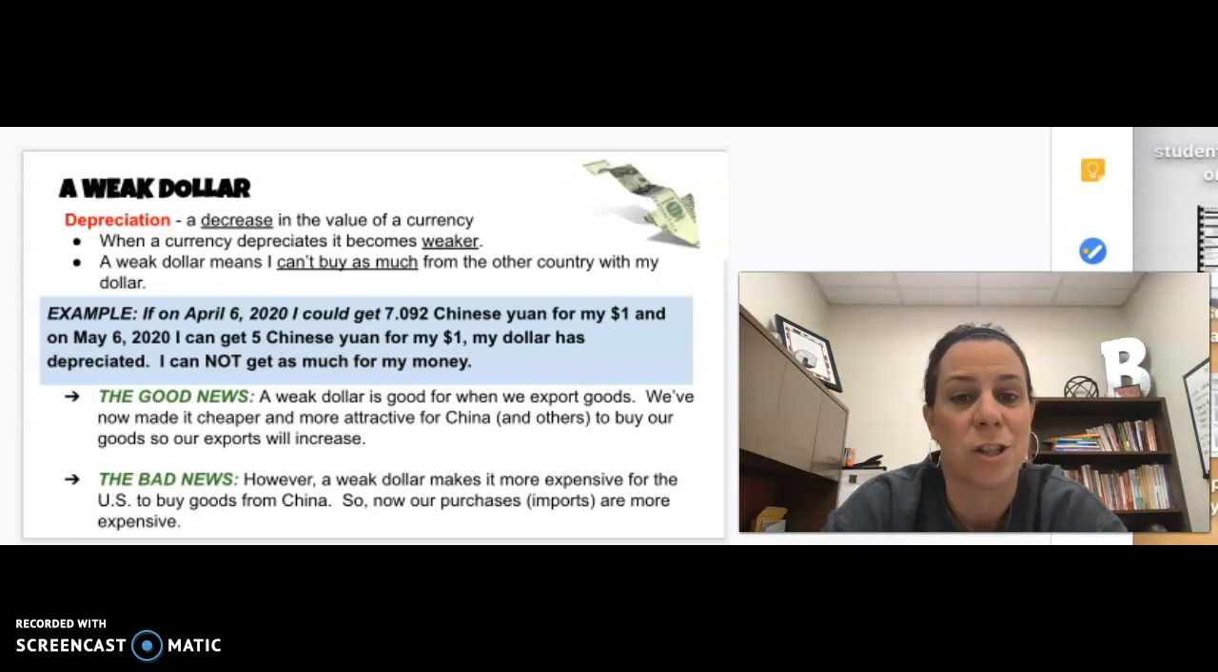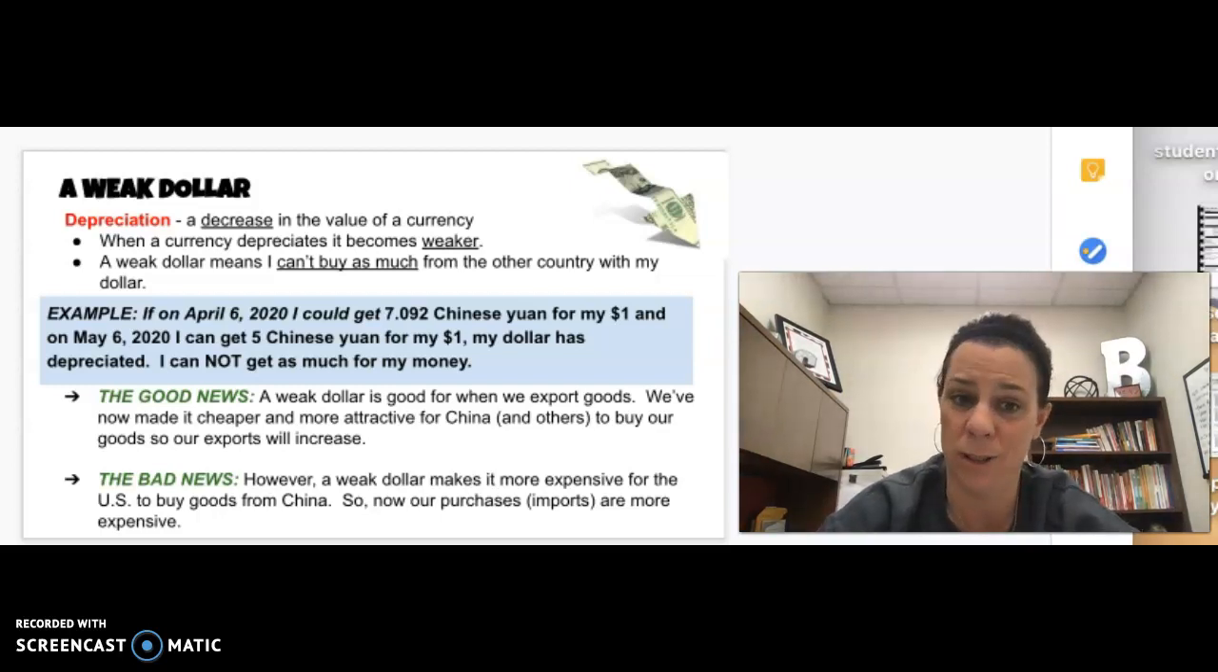A weak dollar is good for when we export goods. So now when China comes shopping with us, they get excited because they can get more. We've now made it cheaper and more attractive for China and others, any country, to buy our goods. So our exports will actually increase with a weak dollar.